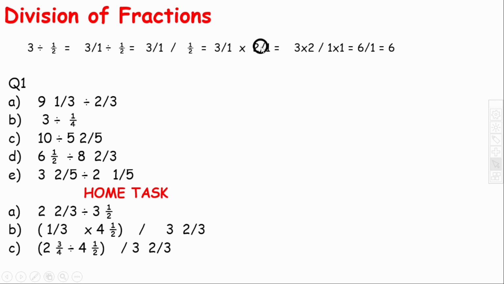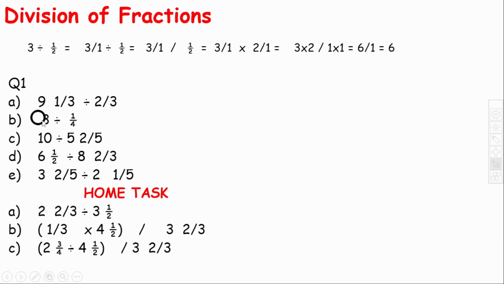So what do you now do? You multiply the numerators. 3 times 2 is 6, and for the denominators, 1 times 1 is 1. So the final answer becomes 6. It's quite easy. Now let us work some tasks so that we will be able to understand it better.